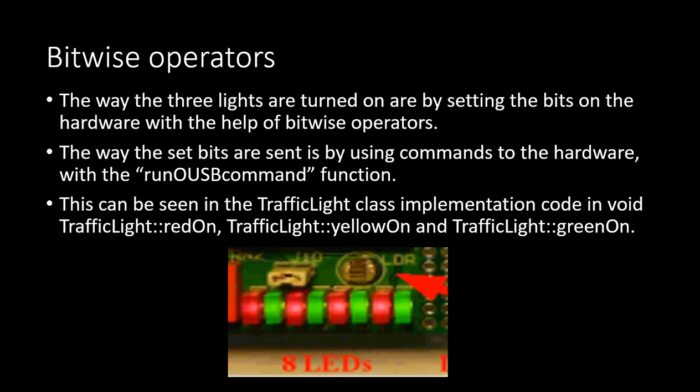So back to the topic of bitwise operators. The way the 3 lights are turned on is by setting the bits on the hardware with the help of bitwise operators, which are the lights as I showed earlier, and as you can see down the bottom there. The way we set the bits is by sending commands to the hardware with the run OUSB command function. This can be seen in the previous code I just showed you in the traffic light class implementation, in void traffic light red on, traffic light yellow on, and traffic light green on.